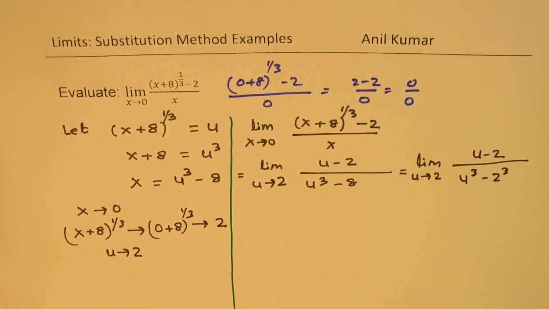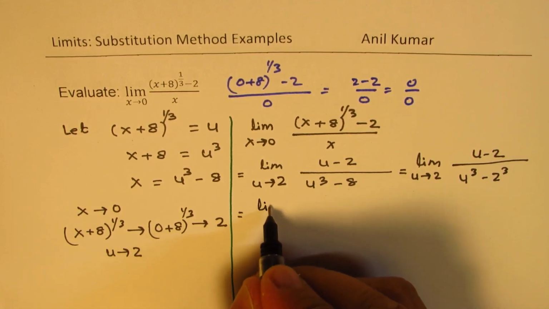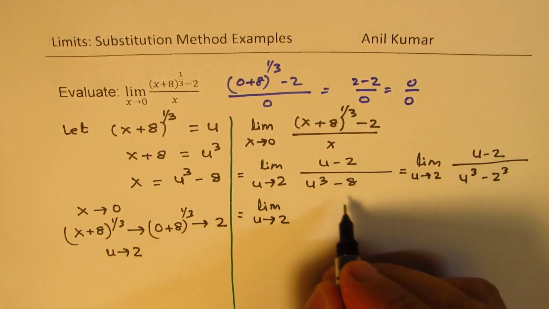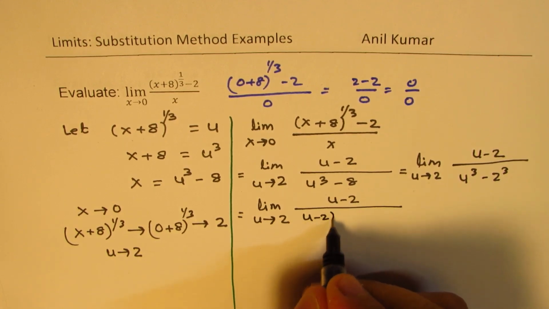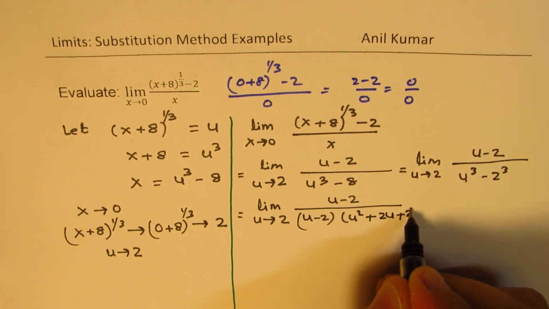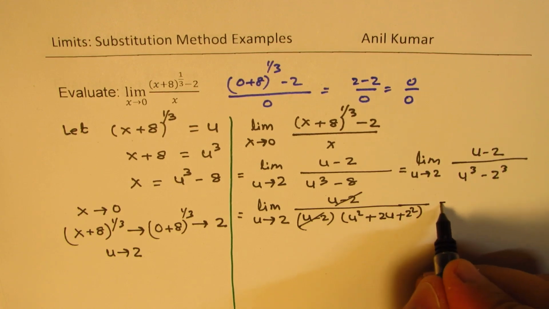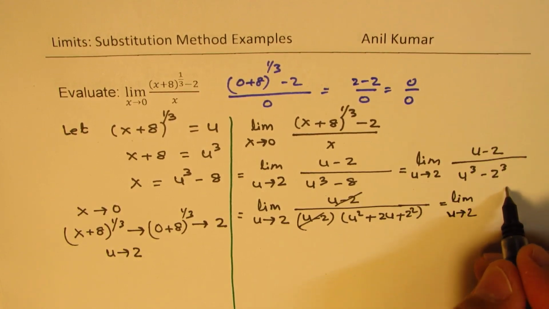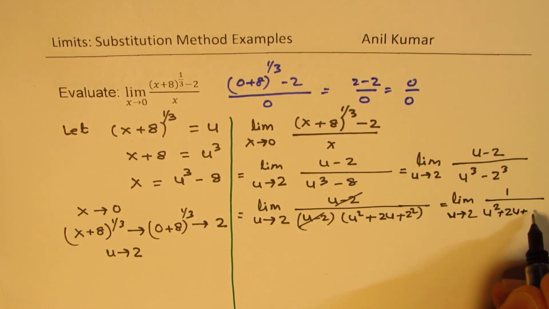Now again, we are going to use the factoring process, right? So substitution actually includes factoring, right? So we have here u minus 2 divided by u minus 2 times u square plus 2u plus 2 square, correct? Now u minus 2 and u minus 2 cancel, and we are left with the limit as u approaches 2 of 1 over u square plus 2u plus 4, right?